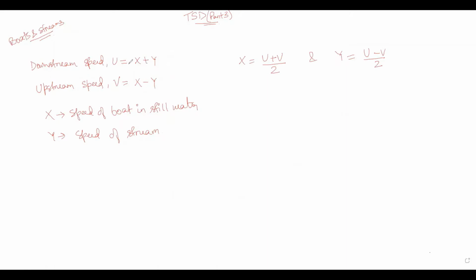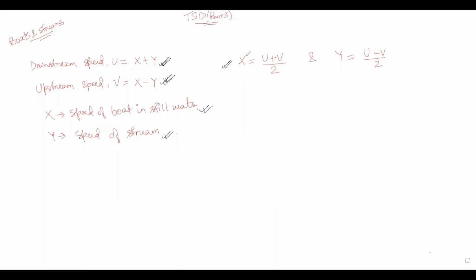Now, if we denote the downstream speed as u, so in that case, u would be x plus y. And if we denote the upstream speed as v, then v would be x minus y, where x would be the speed of boat in still water and y would be the speed of stream. Now, if I solve these two equations, I'd be getting the value of x and y in terms of u and v, which would be x equal to (u plus v) by 2 and y equal to (u minus v) by 2.